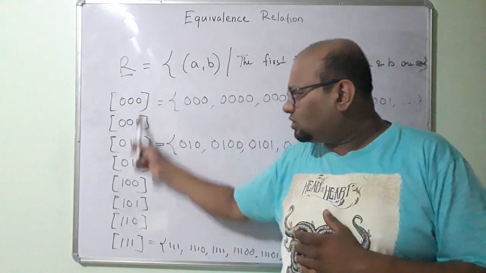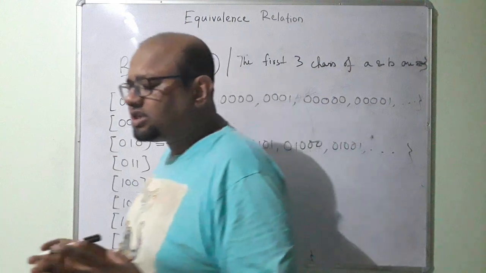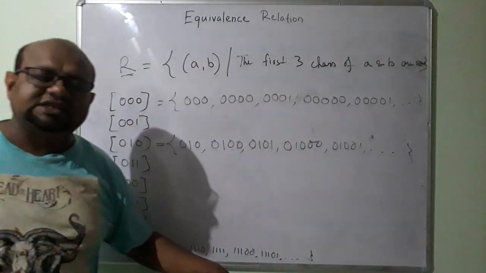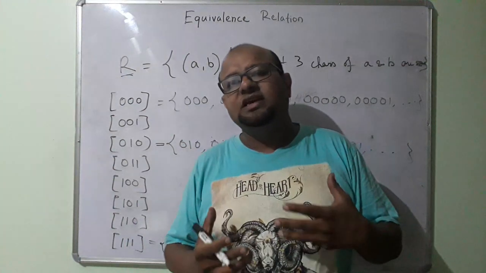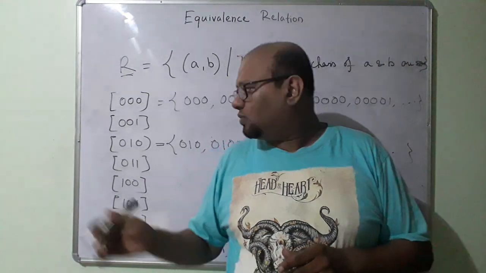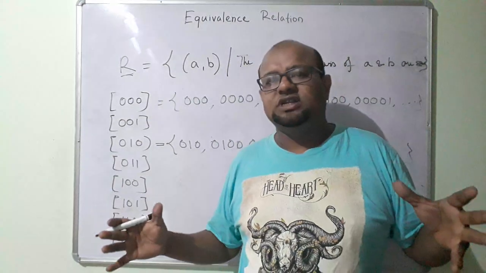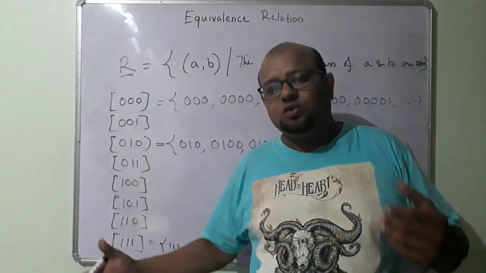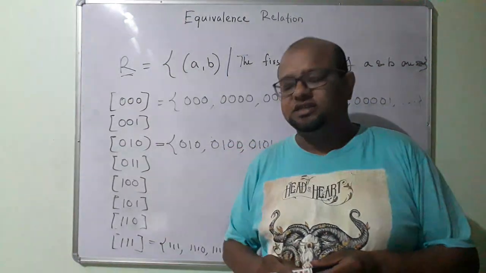So we know all these classes, all these sets, are disjoint. They do not share any element. And also, when I union all these 8 classes, what will I get back? I will get back my original set of all bit strings with length 3 or greater than 3. So using these equivalence classes, I have partitioned my original set into disjoint sets whose union will get me back my original set. So that is what the partitioning does.